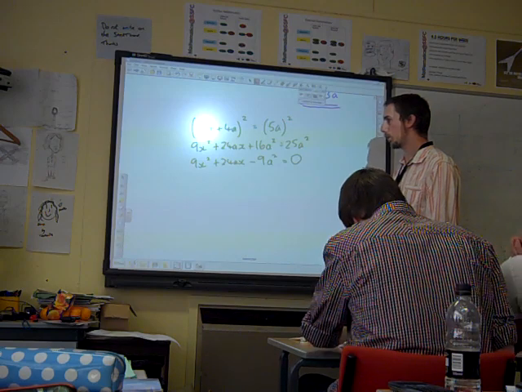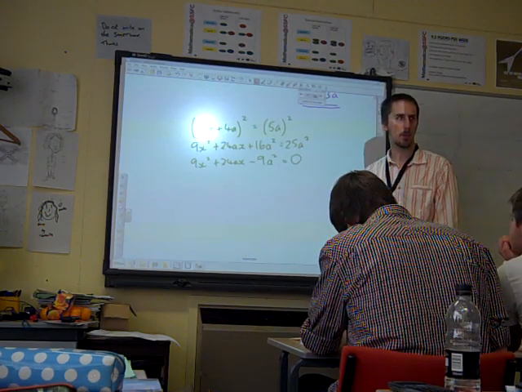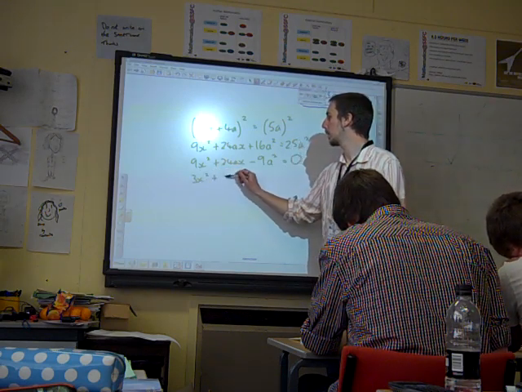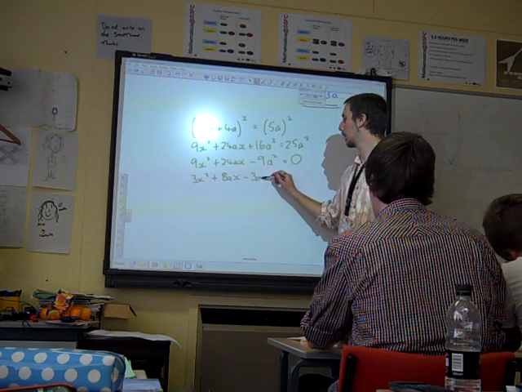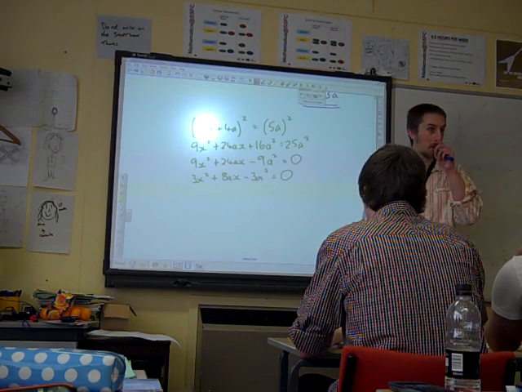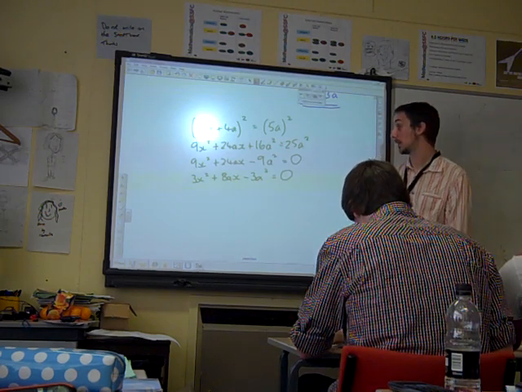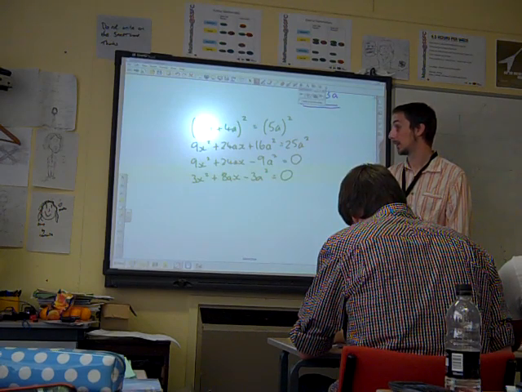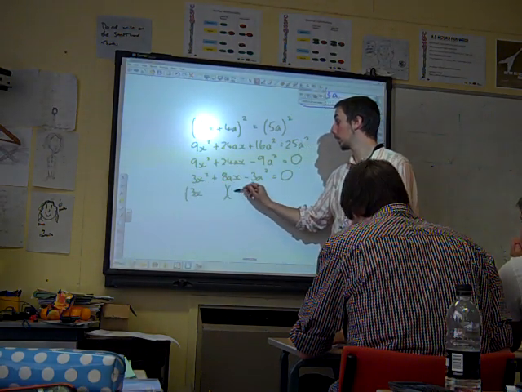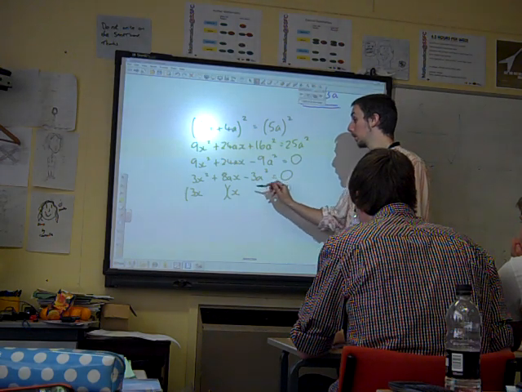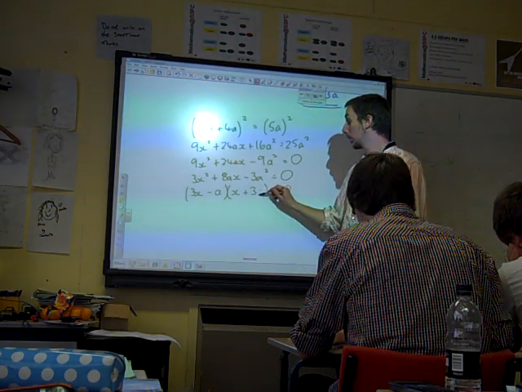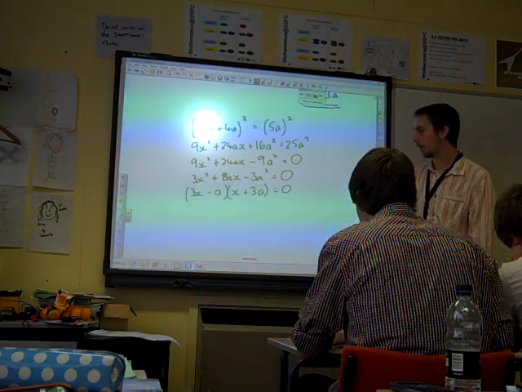which we're going to divide by 3 probably. Yep. Try and make it look a little bit easier. And then we're going to try and factorise. What do we get? 3x minus a. Is that right? Does that work out?